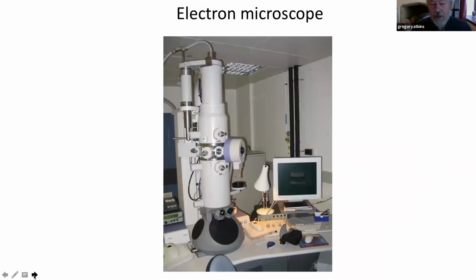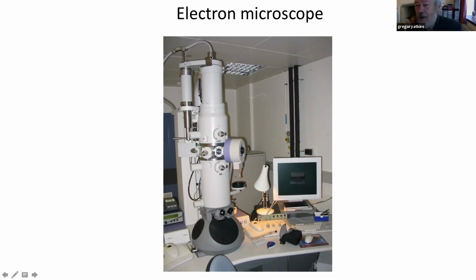Now, I said that you can't see viruses in a light microscope because they're too small. The reason you can't see them is because the wavelength of light is too long to be able to visualize a virus. It's a physical impossibility. But you can use electrons. Electrons have a much shorter wavelength than light, and you use an electron microscope, and here's an example of a photograph of an electron microscope.